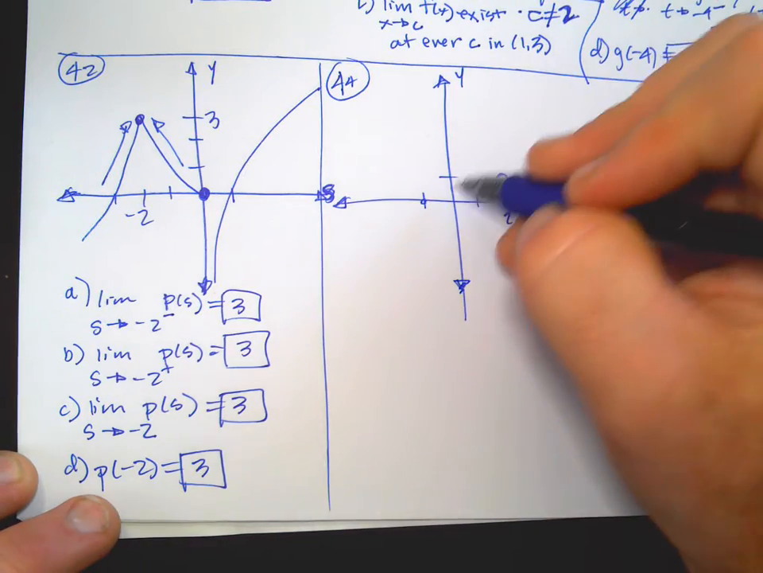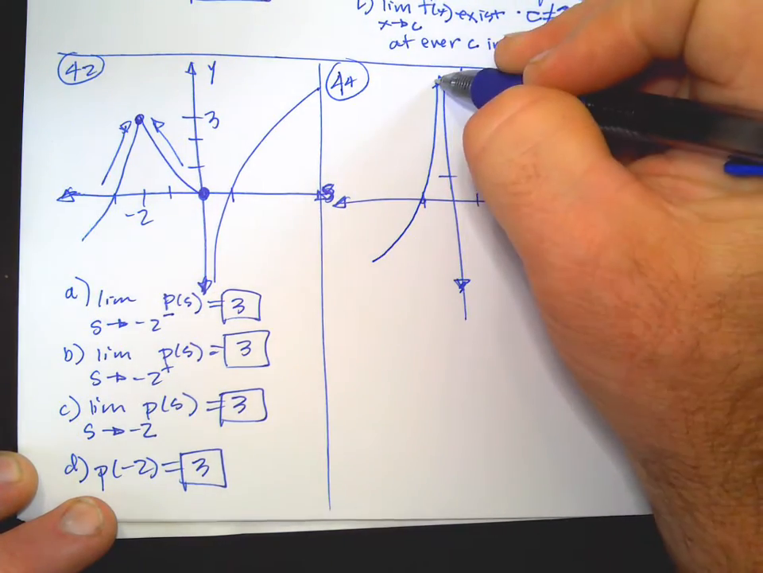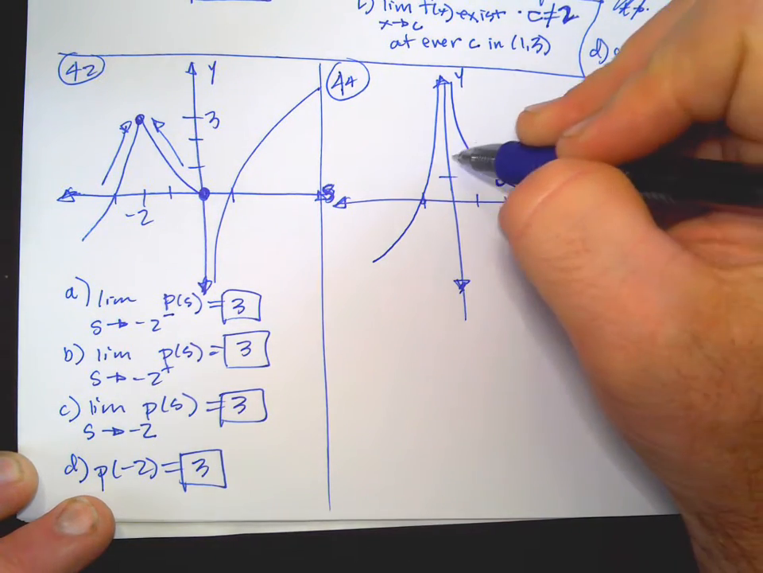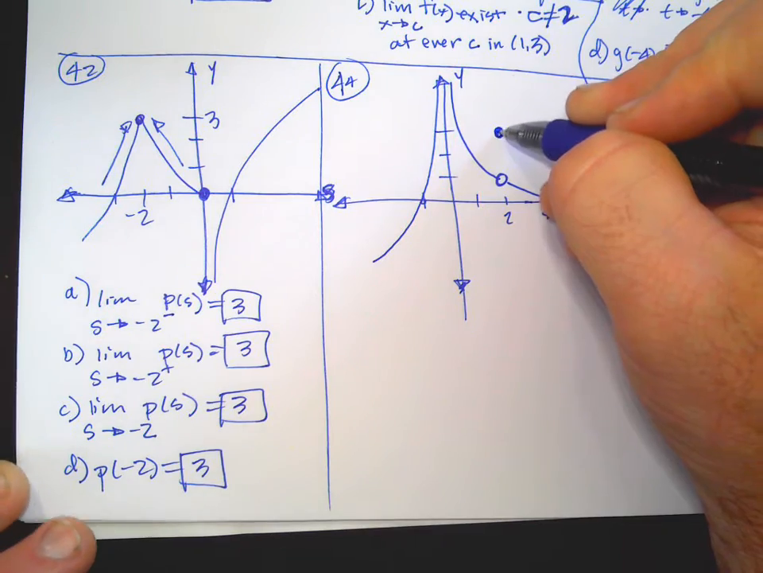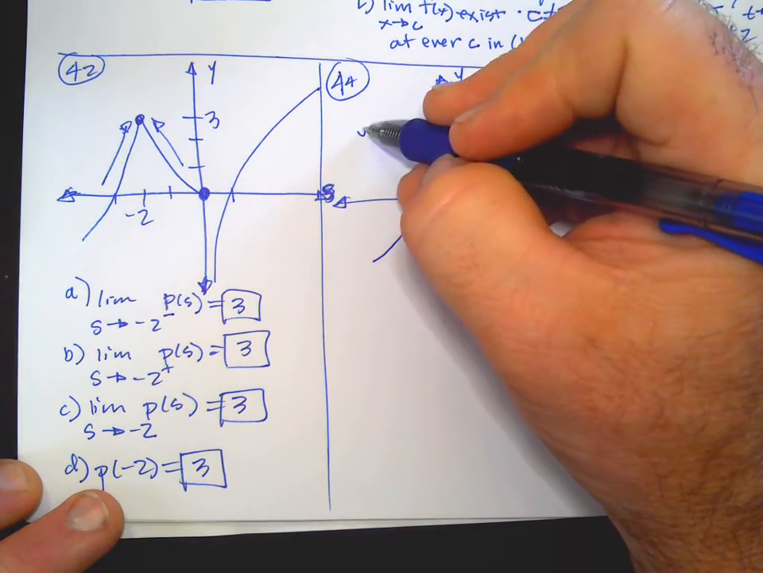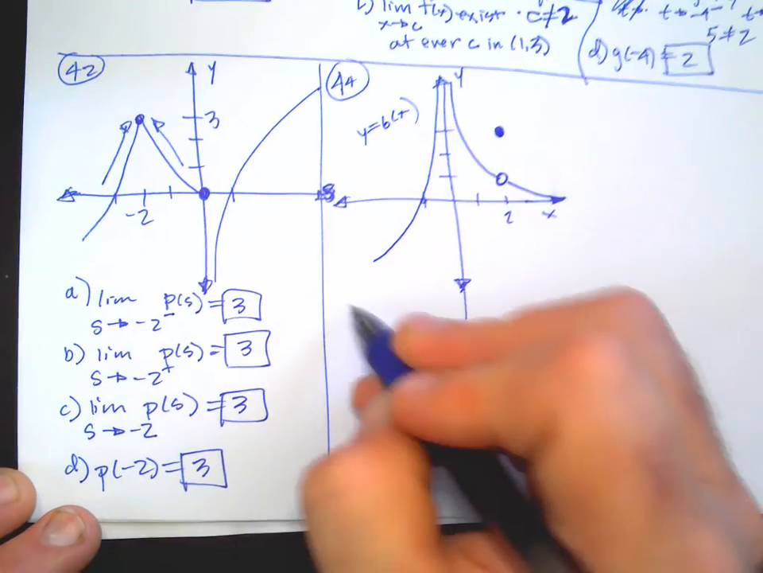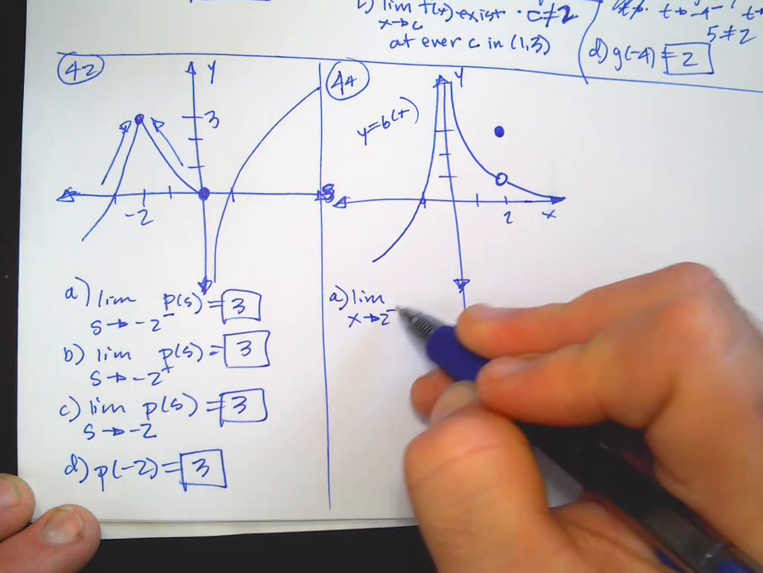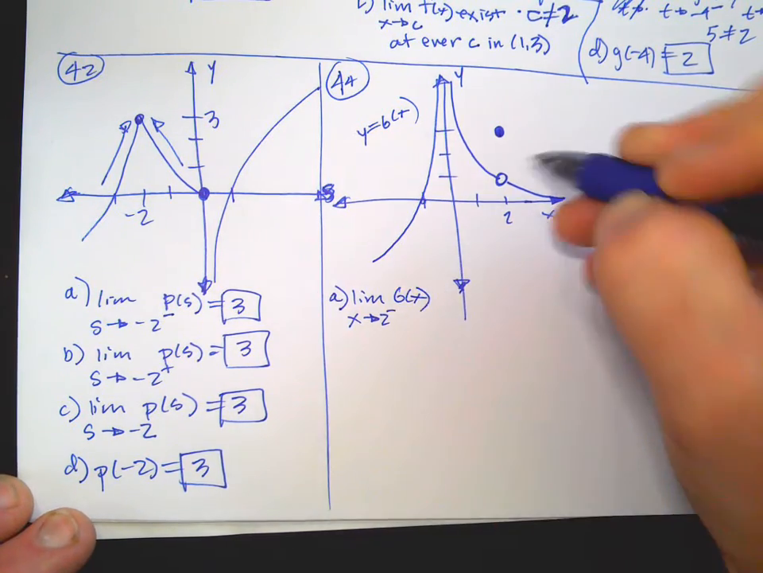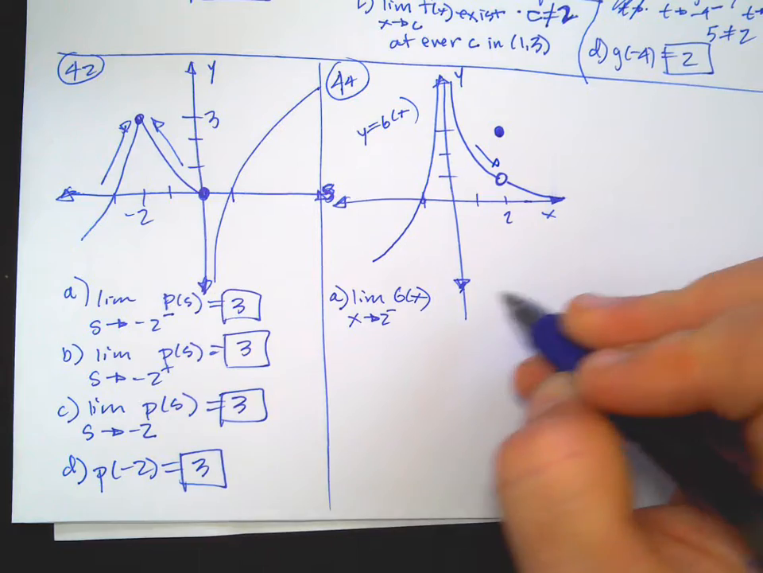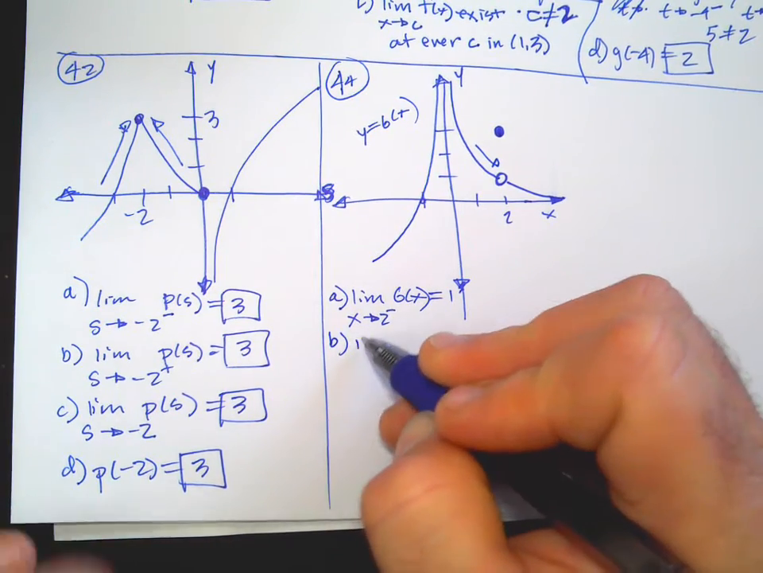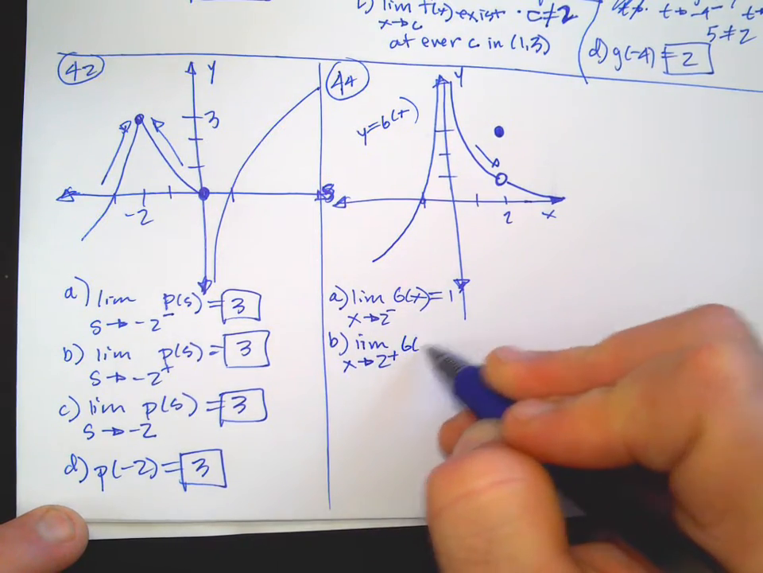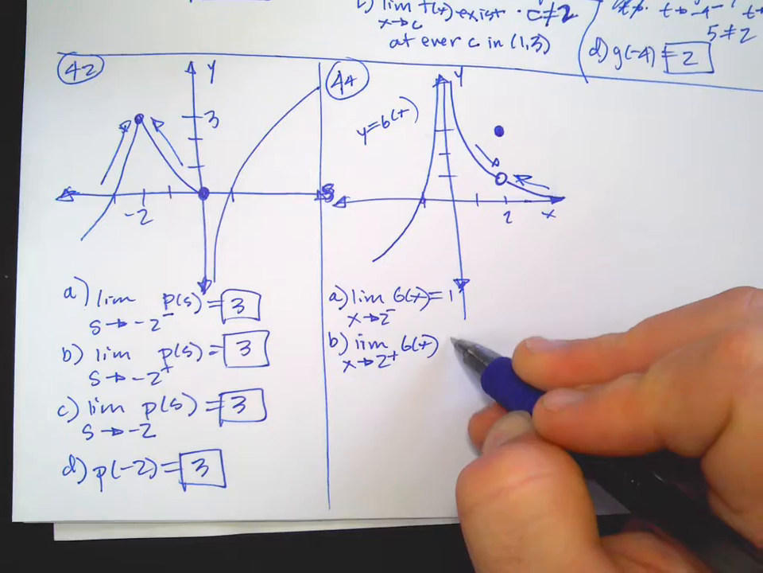And the graph kind of looks like this. Graph goes like this. And there's a solid dot right here. And this is y equals g of x. So A says limit as x approaches 2 from the left of g of x. So as you approach 2 from the left side, the answer is 1. B, limit as x approaches 2 from the right side is 1.